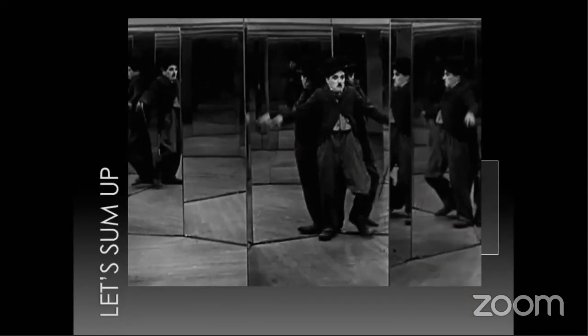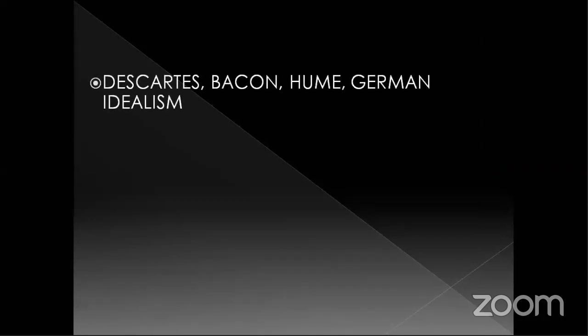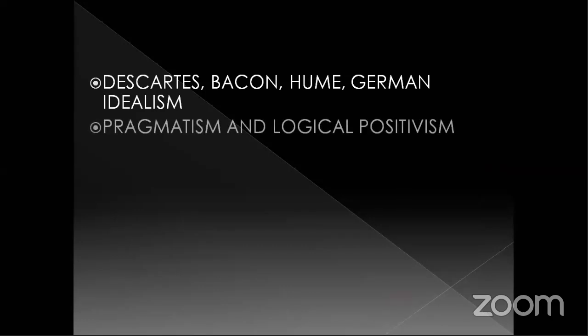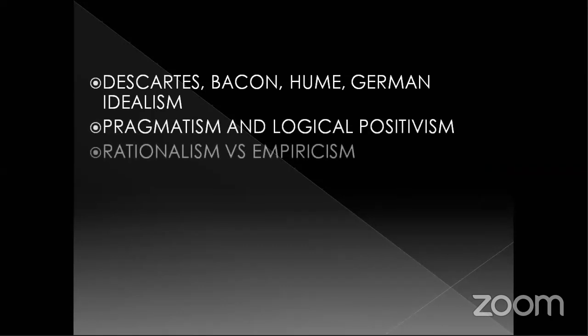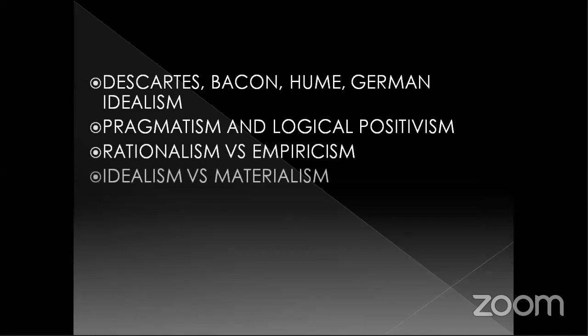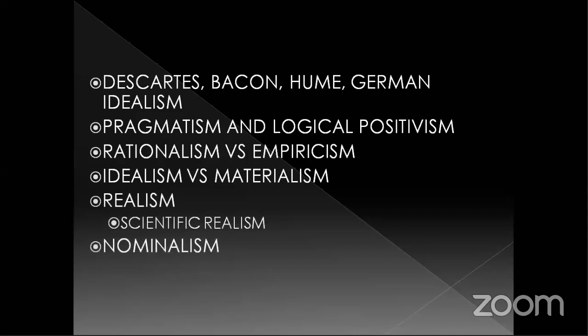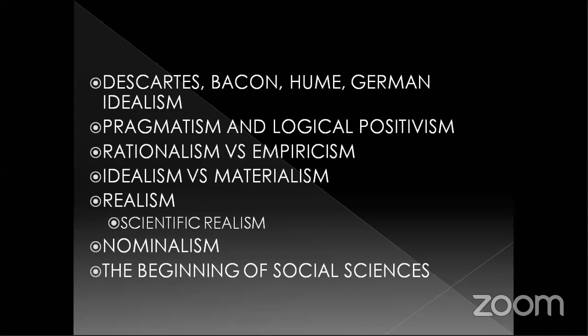Now, after all this exercise, let's sum up very briefly. Descartes, Bacon, Hume, and German idealism that we discussed here, pragmatism and logical positivism. We also discussed rationalism and empiricism, idealism and materialism, and realism, scientific realism, and particularly scientific realism, and nominalism for this lecture. And the beginning of social sciences, we just halted our journey to the beginning of social sciences, which will be discussed in the next lecture series.